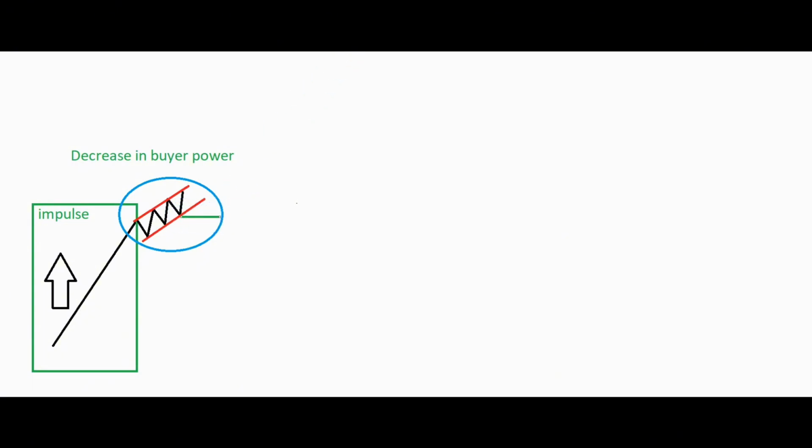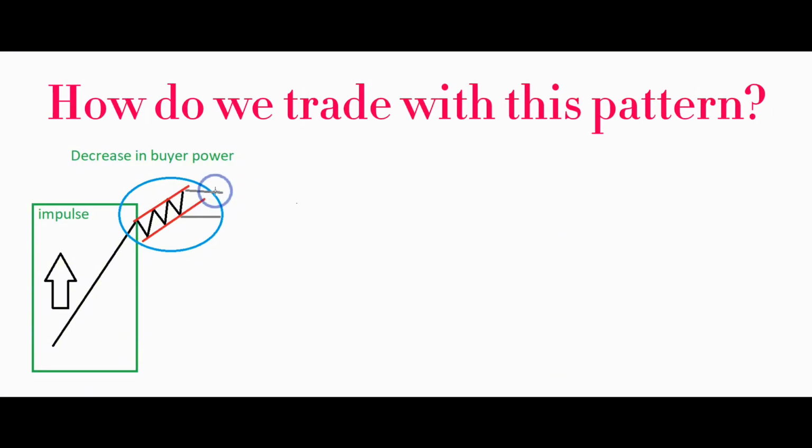The key point here is that after the impulse move, we notice a decrease in buyer strength, which signals a potential trend reversal. As you can see, this pattern is called an ending pattern because it represents the end of a trend. So, how do we trade with this pattern?